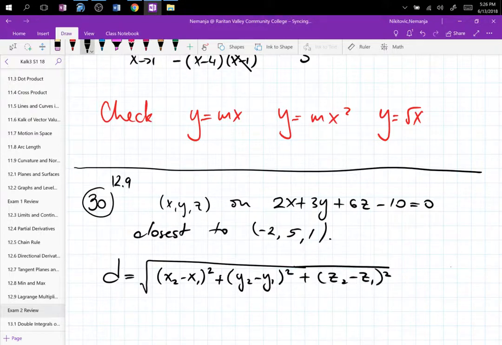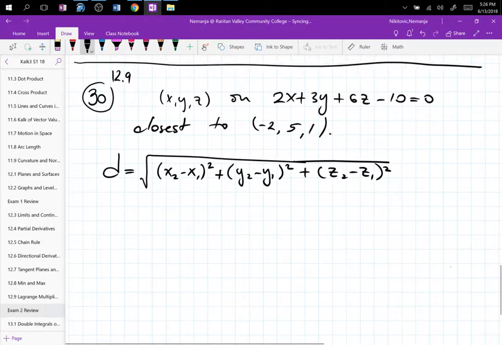Great. The distance formula is just the Euclidean distance, and that's a square root of all these differences. What happened? Oh, I thought I was in honors. Opportunity missed, right?